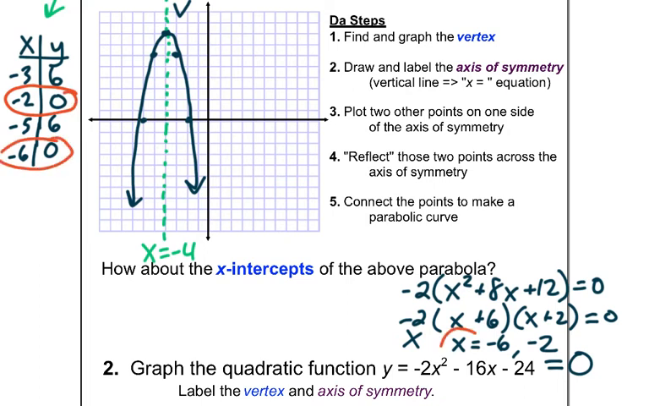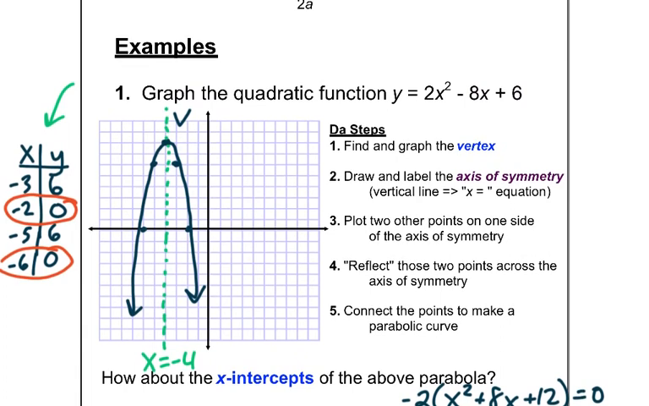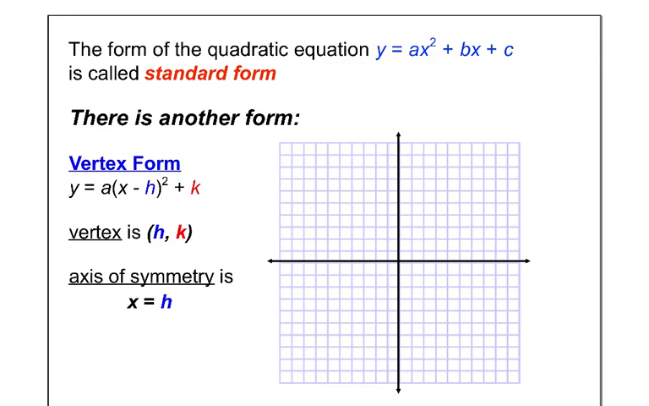Great, so my x-intercepts are at x equals negative 2 and negative 6, and that's my graph. Great job, folks. How did that first one go? Awesome. So that's one form that we can draw it in. The next one we can actually try looks a little bit more like this, and it's called vertex form.